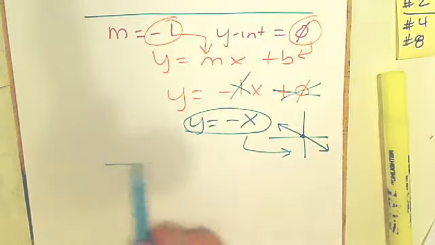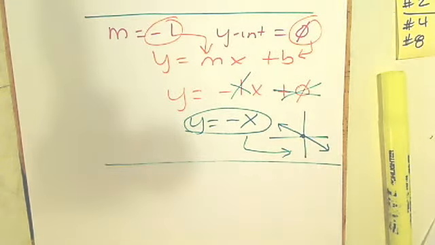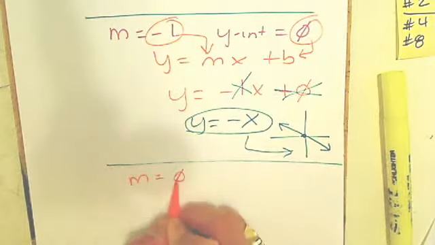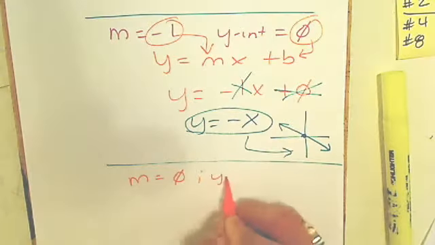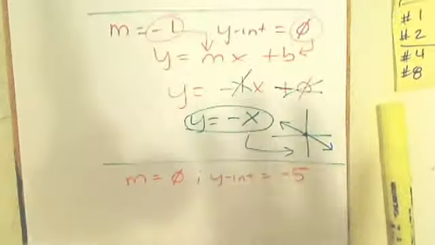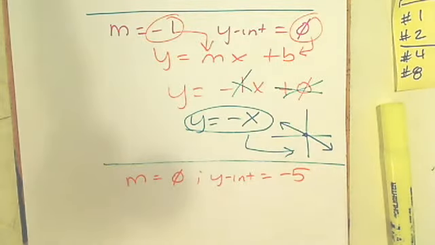What happens if this happens? Let's see. The slope is 0. The y-intercept is -5. This one is a tricky one too. Slope is 0, but the y-intercept is -5.